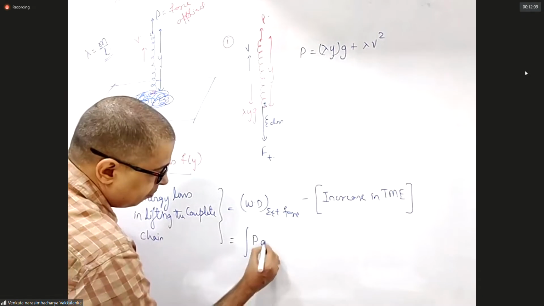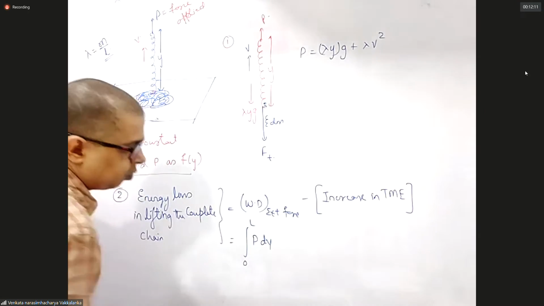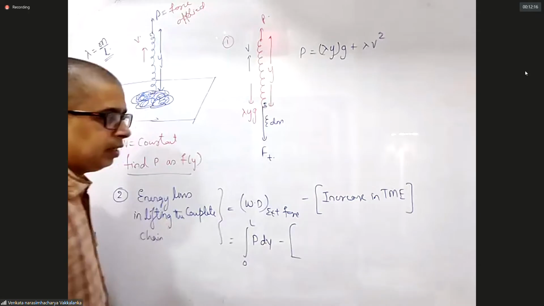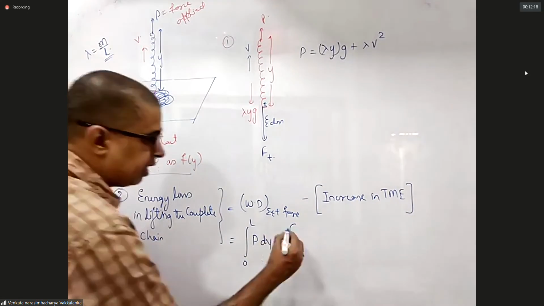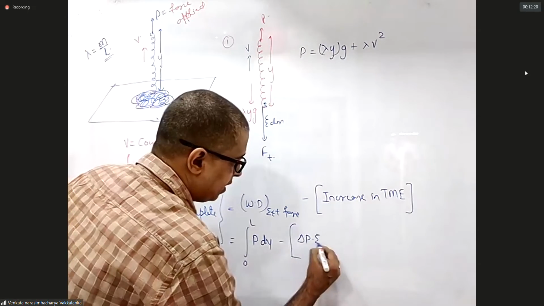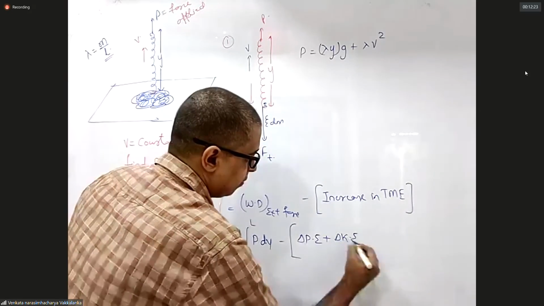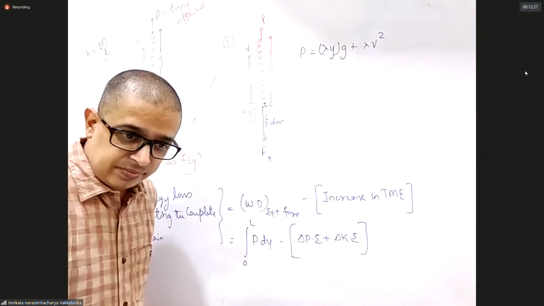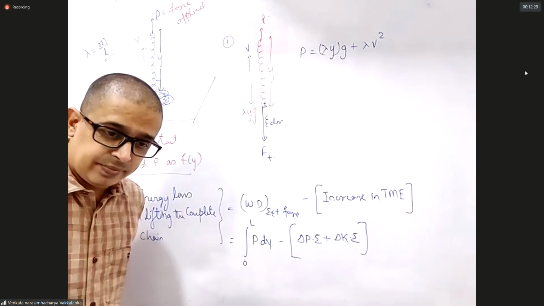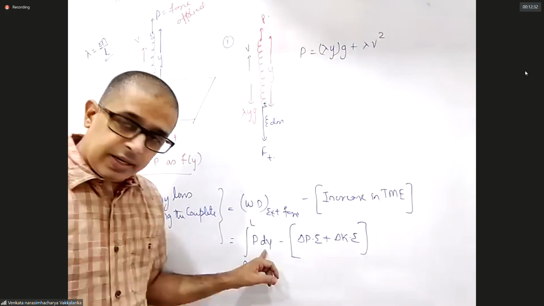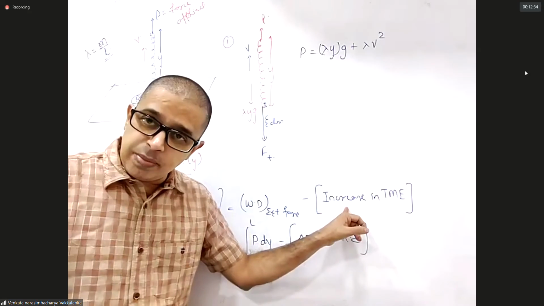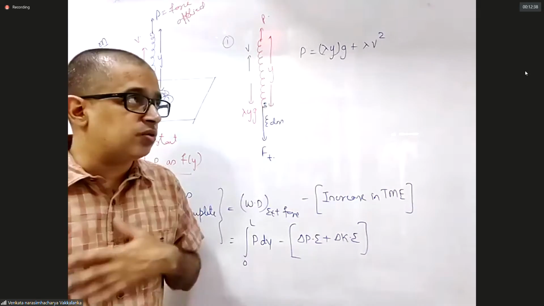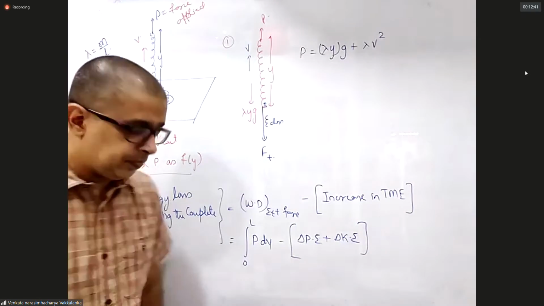Integral of P dy, 0 to L. Increase in total mechanical energy is delta P plus delta K, increase in potential energy plus increase in kinetic energy. Right? Total work done minus increase in total mechanical energy is the energy lost. This step, are you people convinced? Yes, sir.